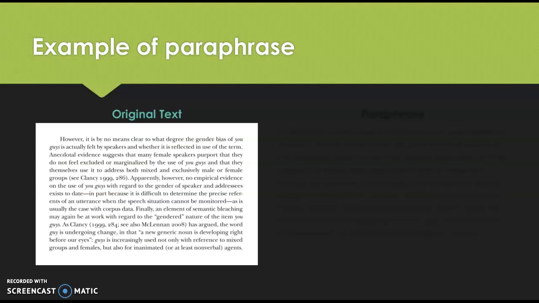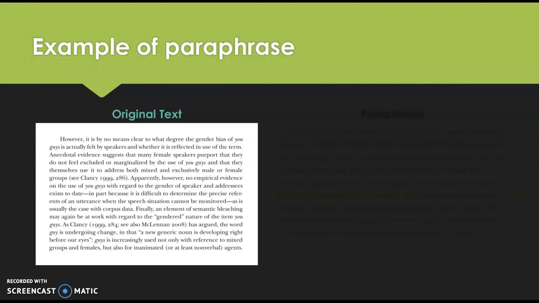Finally, an element of semantic bleaching may again be at work with regard to the gendered nature of the item "you guys." As Clancy has argued, the word guy is undergoing a change in that, quote, "a new generic noun is developing right before our eyes," end quote. Guys is increasingly used not only with reference to mixed groups and females, but also for inanimated or at least nonverbal agents. Whoa, okay, that was kind of intense.